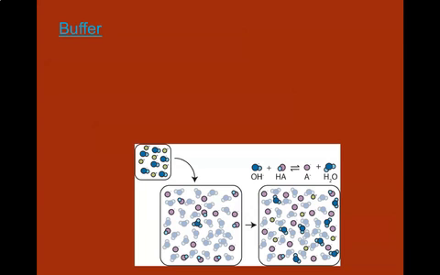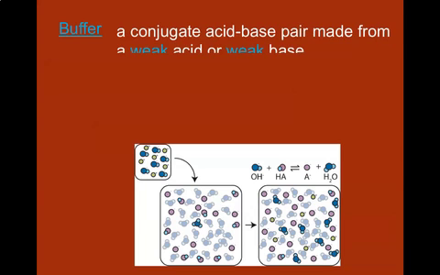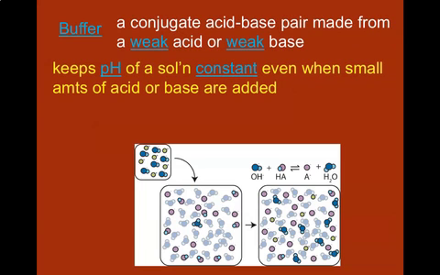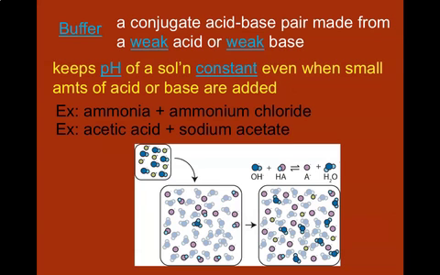Okay, so there's something in acid and base chemistry called a buffer, and this is a conjugate acid-base pair made from a weak acid or a weak base. And you can see in the picture kind of what it's doing. It kind of bonds to a strong acid or base if you have one. It keeps the pH of a solution constant even when you add small amounts of acid or base to the solution. For example, ammonia and ammonium chloride are a buffer together. Acetic acid and sodium acetate are also a buffer that can be used.